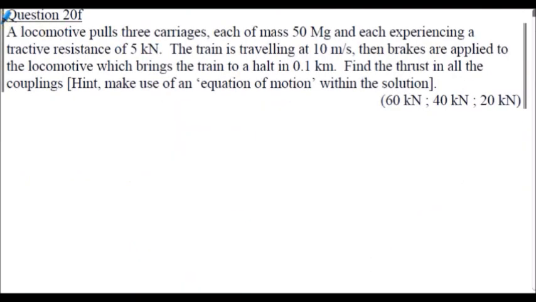And finally in this presentation, question 20F. This relates to a locomotive that pulls 3 carriages. Each carriage has a mass of 50 megagrams. There's a resistance for each of the carriages of 5 kilonewtons. That's track resistance or frictional resistance. And we're also given some kinematic information. The speed of the train initially is 10 meters per second, but it's brought to a halt in 0.1 kilometers. So that indicates we need to use an equation of motion, a SUVAT equation. So we are asked to determine the thrust or the force in each of the couplings. There'll be 3 couplings to consider here.